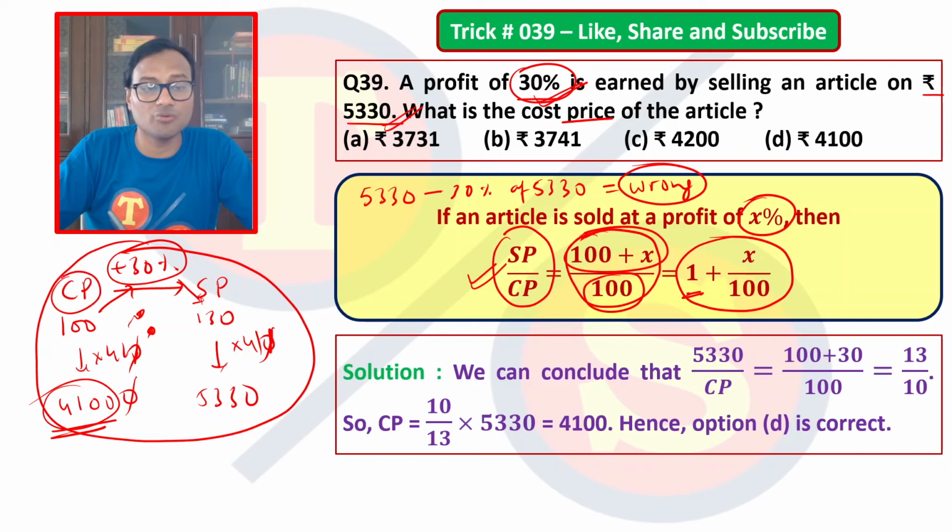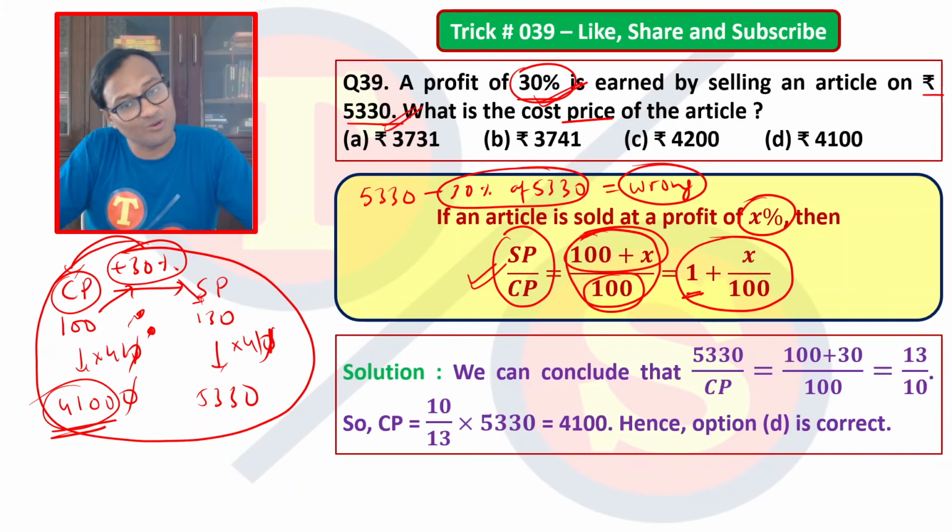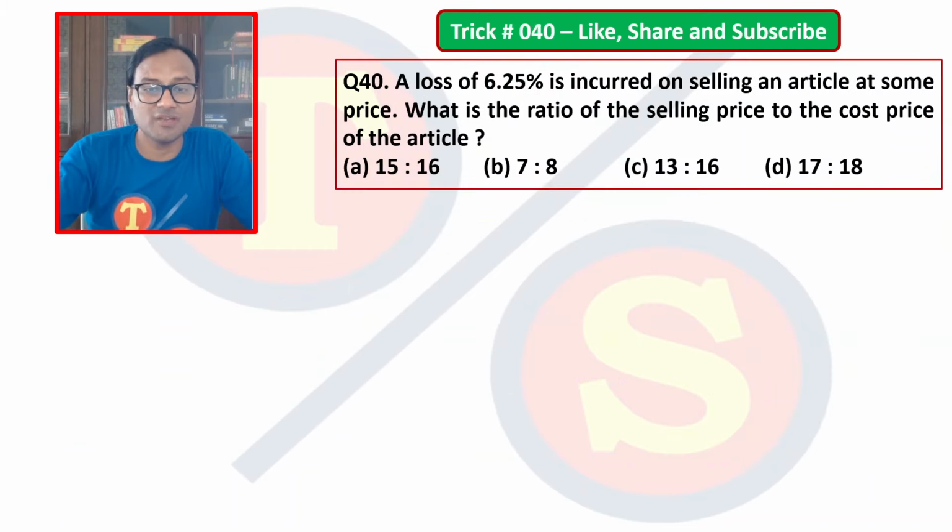Your initial value was CP. If your initial value was CP, how can you calculate percentage of 5330? Percentage is always calculated over the initial value. Okay, so remember this. That is why these techniques are very important. They will not leave you with any kind of confusion. You will always be able to solve the question with 100% accuracy.